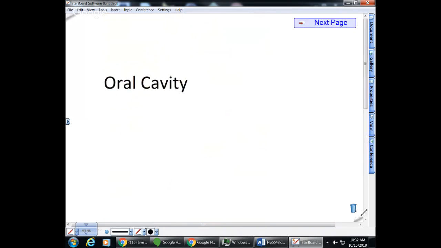Okay, so let's talk about the oral cavity first. So this is obviously your mouth. Okay. And the oral cavity has associated with it the tongue.